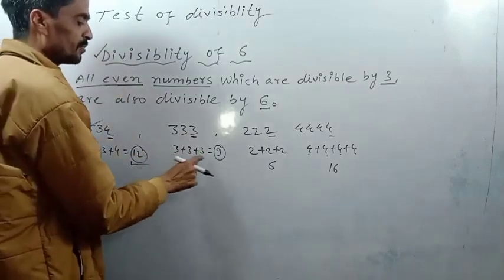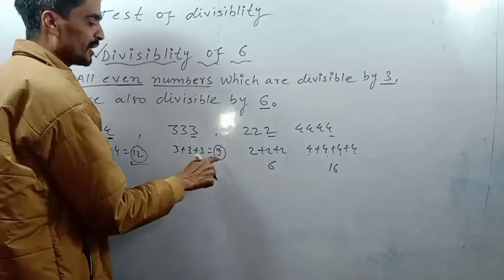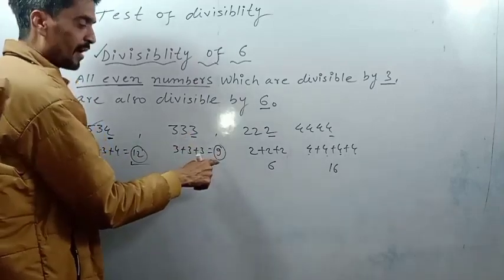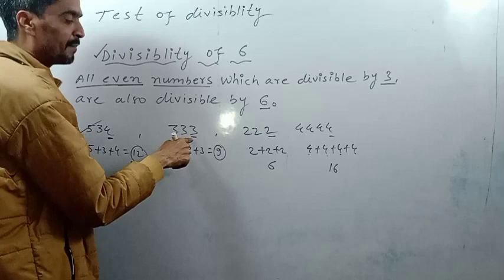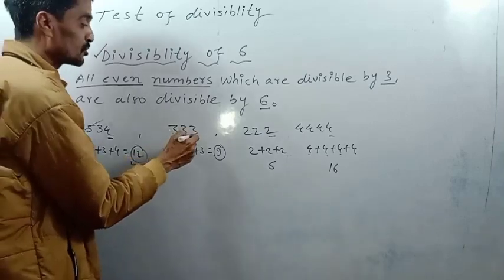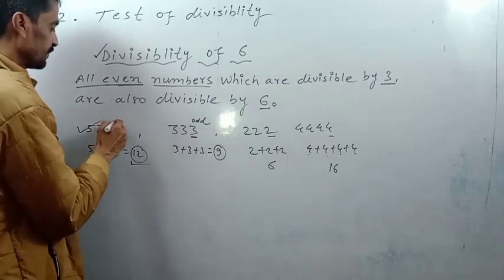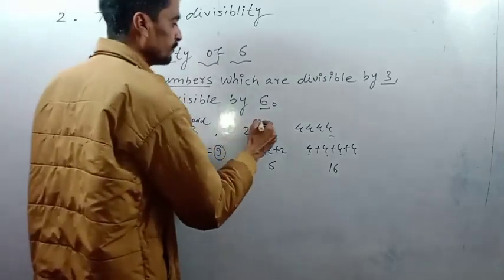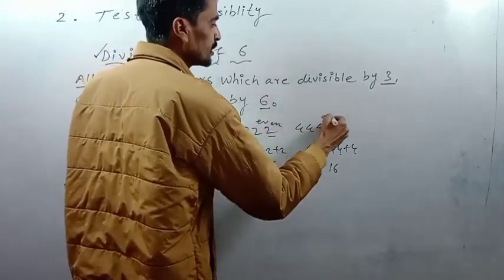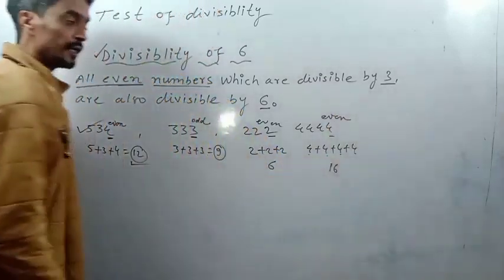Here the sum of the digits of the given number is 9. So it divides by 3 but it doesn't divide by what? 6. Why? Because it is not an even number, it is an odd number. So this is even. This is even. And this is also even. See the difference.